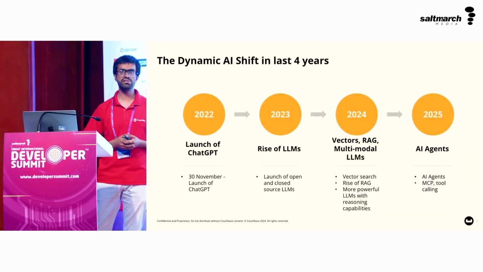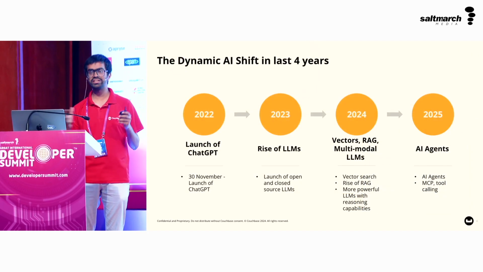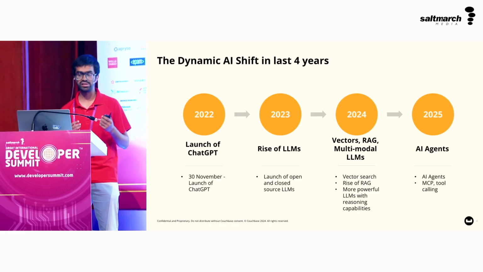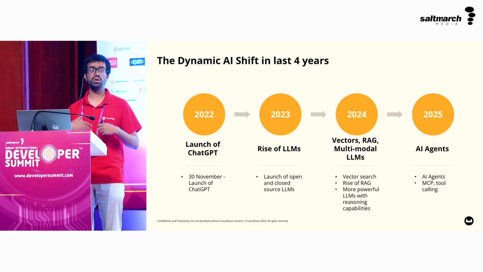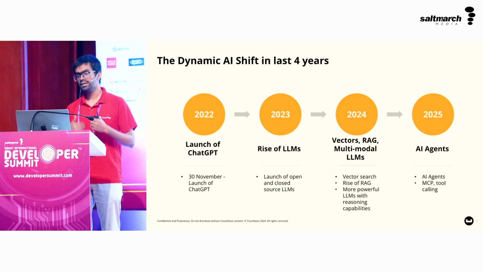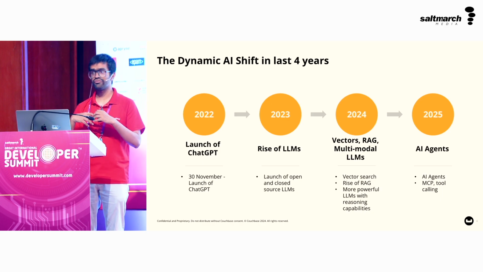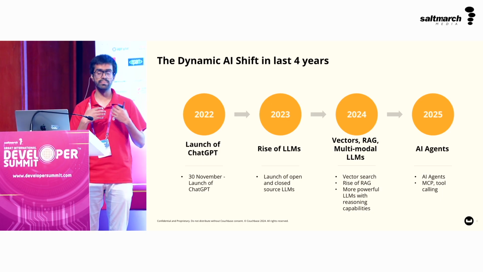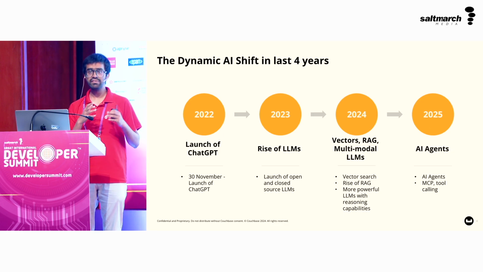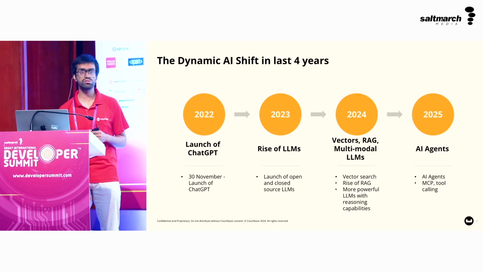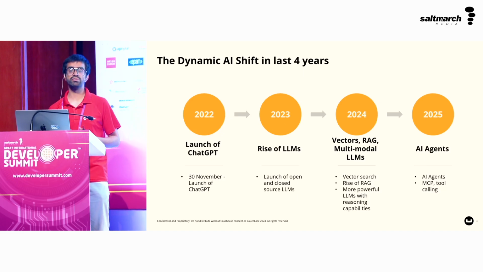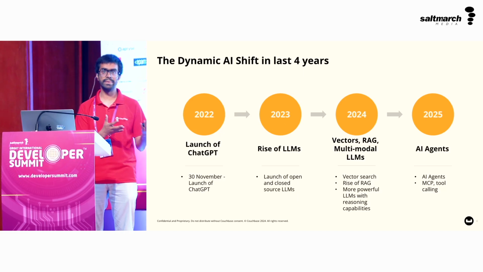But let's start right into the dynamic shift that we have seen with AI. At the end of 2022, we saw the launch of ChatGPT. In 2023, we saw a lot of different LLMs, both open source and closed source, coming up. Then 2024 was about these LLMs evolving to become more responsible. They had reasoning capabilities, and we saw the rise of technologies like vector search, with a lot of different databases, including Couchbase, adopting vector search for enterprise use cases, and also, of course, retrieval augmented generation.